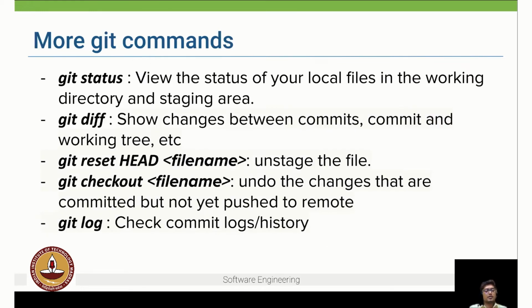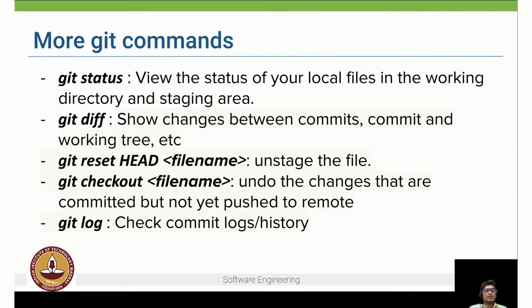So let's see some more git commands. git status. This command shows you the status of the working directory and staging area. Once you commit the files, git status won't show anything about those files. git diff is a command that you can use to see the changes between commits and the working tree.